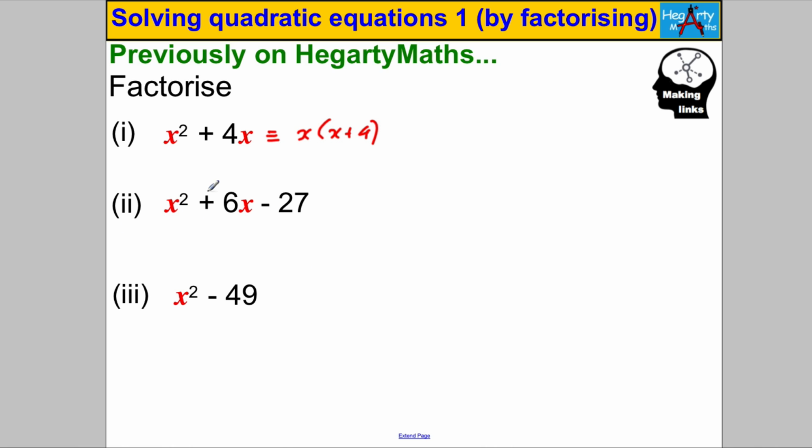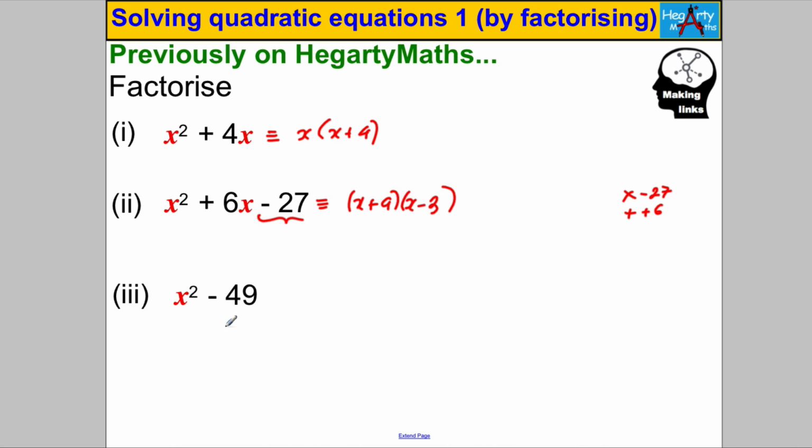This one here, you've got 3 terms, so I want you to look for 2 numbers that multiply to negative 27 and they add up to positive 6. Can you think of those numbers? Well, hopefully you can. It's going to be 9 and negative 3. So this will factorise to x add 9, x subtract 3.